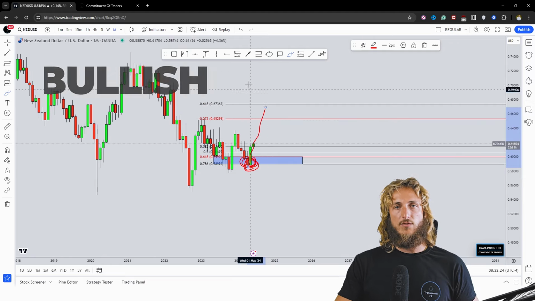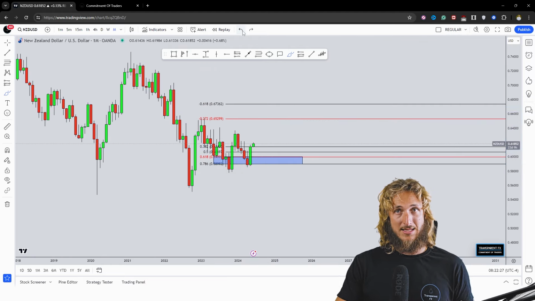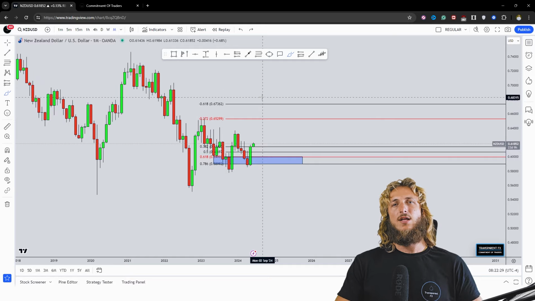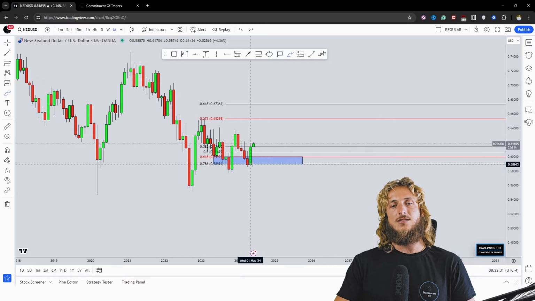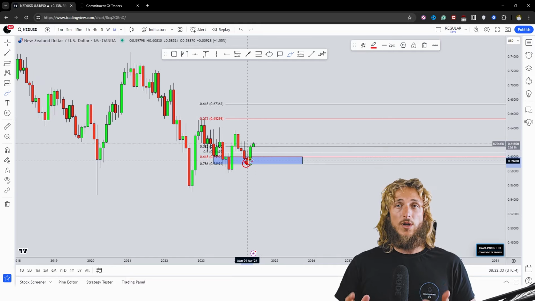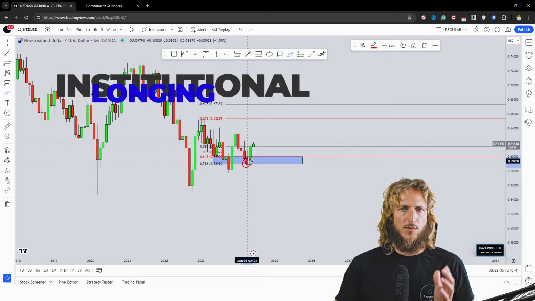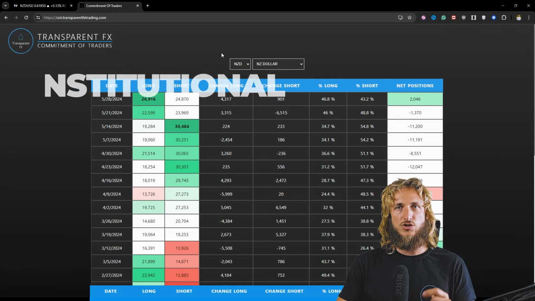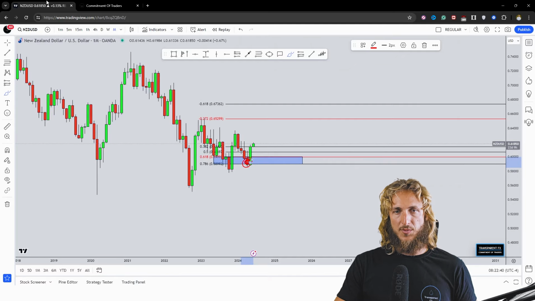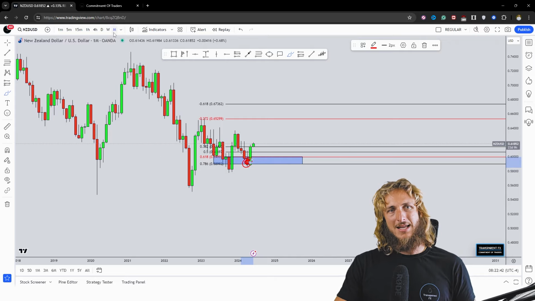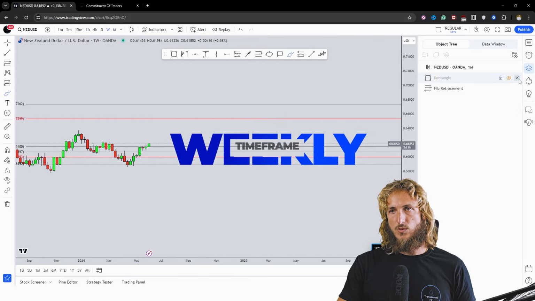Because when you have confluence of support and the market tests it and rejects it to the upside, there is an increased probability that inside of that confluence of support, we actually got institutional longing. And we will be speaking about institutional longing in just a few minutes when we move to the commitment of traders. But for now, let's drop down on the weekly time frame and see what we have.